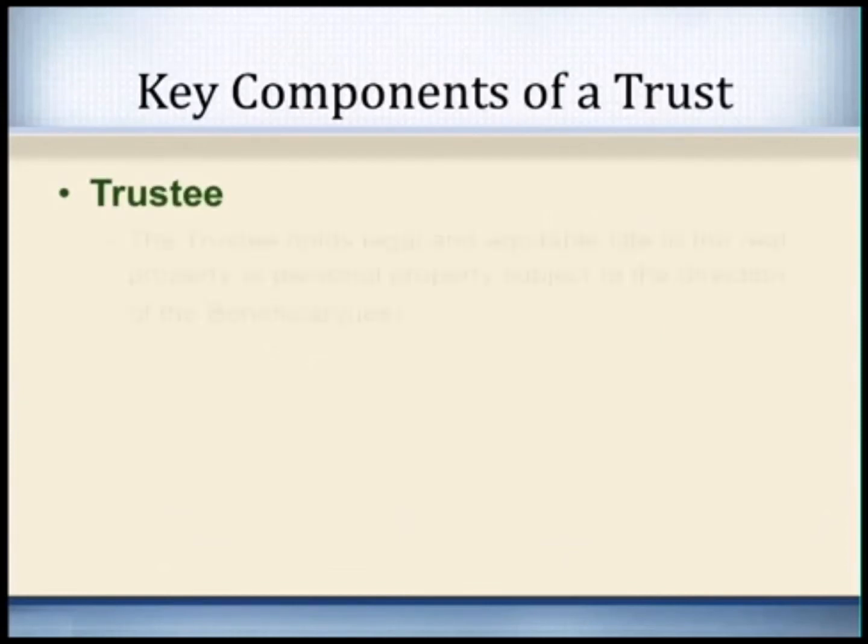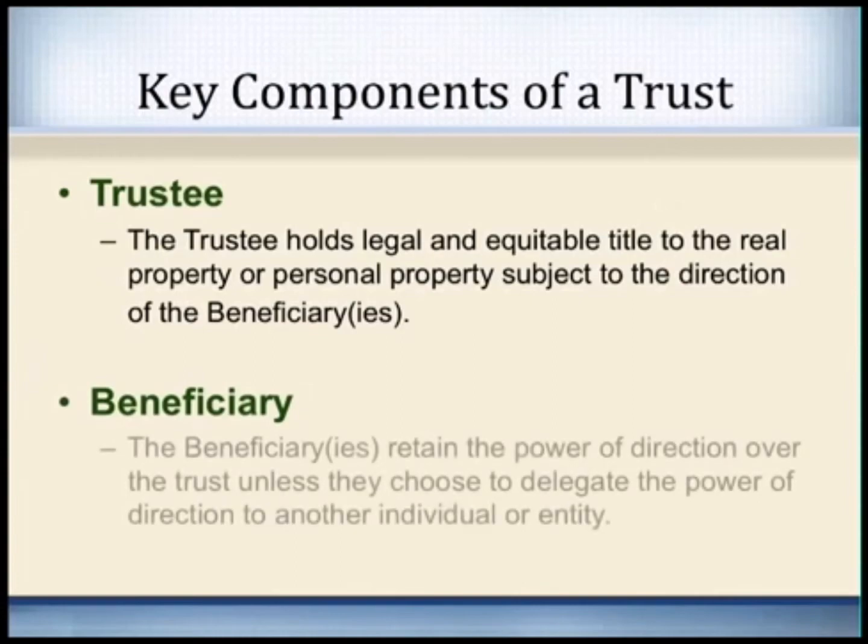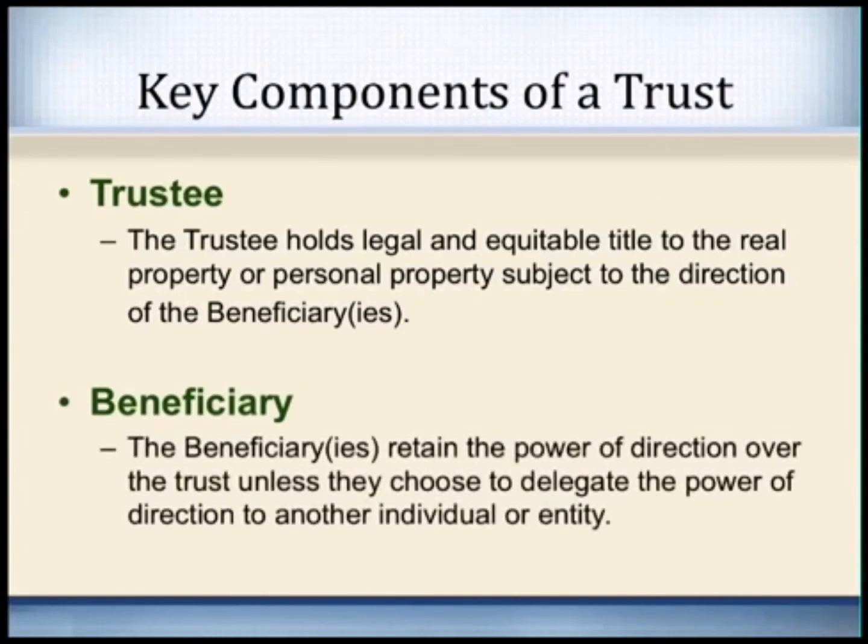Here are the key components of a trust. First, there's the trustee, and the trustee holds legal and equitable title to the real property or personal property, subject to the direction of the beneficiary. So it's more like a manager, if you want to look at it that way. Whereas the beneficiary retains the power of direction over the trust, the beneficial interest, so to speak. They have the power to choose to delegate that direction to another individual or entity.